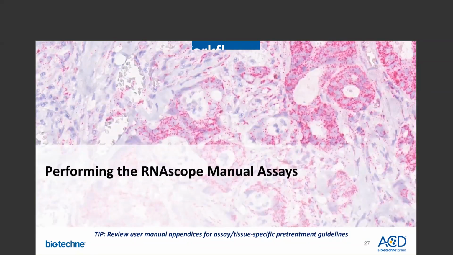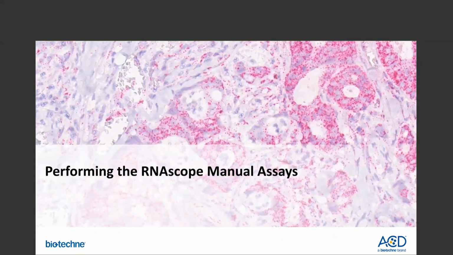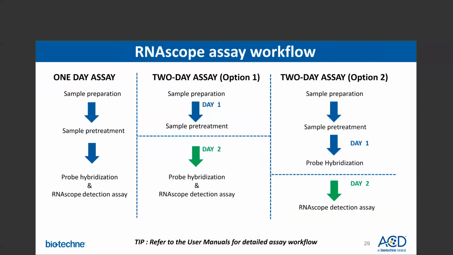We'll now look at how we can perform the assay with regards to the workflow on the timelines. So the RNAscope assay workflow can be done using 3 different options shown here. The first option is obviously you can do the assay in a single day, where you prepare your samples, pre-treat your samples, proceed with probe hybridization, and then do the detection.